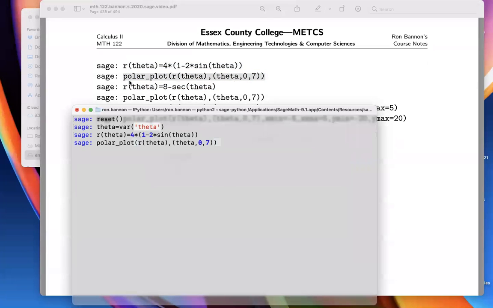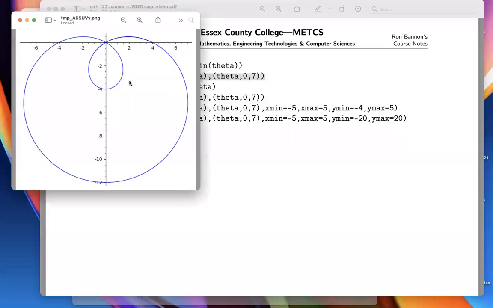Again, certainly we're going to polar plot, see what happens. And what are we plotting? We're plotting the function R of theta for theta between 0 and 7. And what's 7? It's bigger than 2 pi, certainly. What does it do? It launches it. I get this picture over here, right?